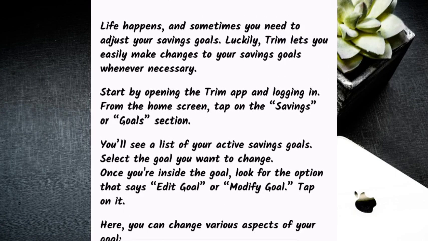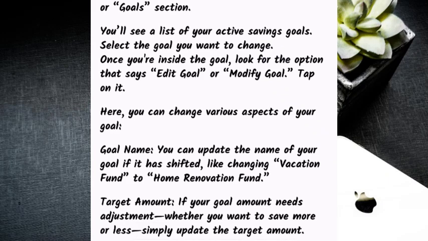So start by opening the Trim app and logging into your account. And then from the home screen, you're going to tap on the Savings or Goals section. You're going to see a list of your active savings goals. So go ahead and select the goal that you want to change. Once you're inside the goal, look for the option that says Edit Goals or Modify Goals, and then tap on that. Here you can change various aspects of your goals.